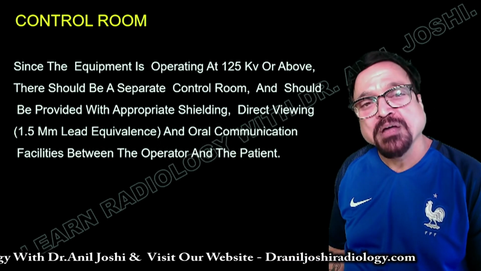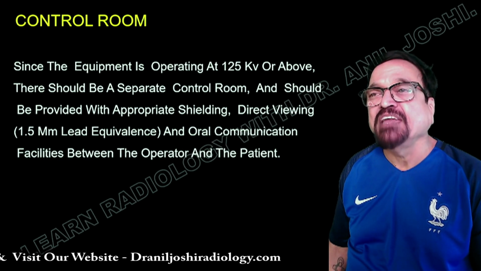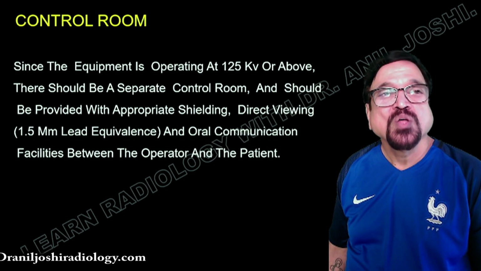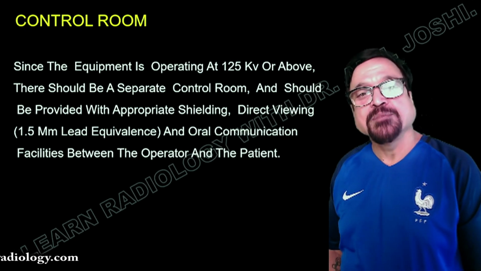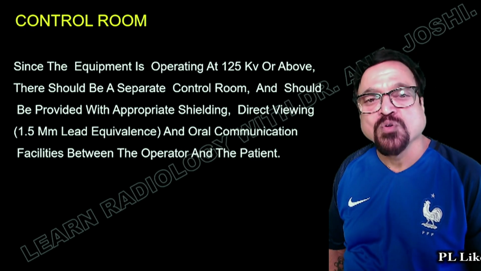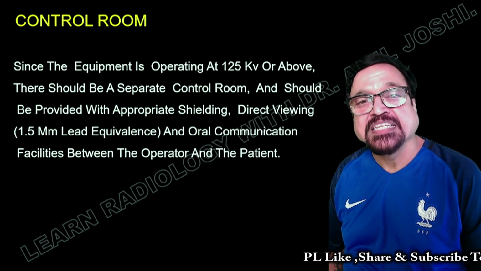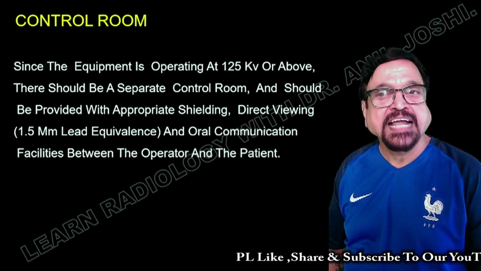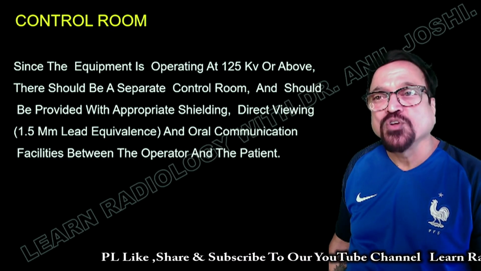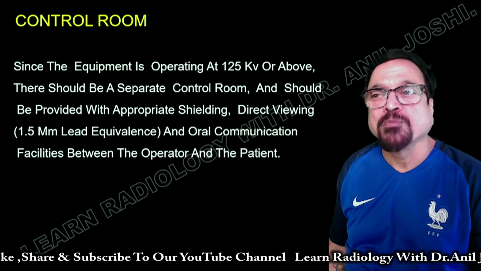Now control room comparatively is not a radiation producing room. Since the equipment is operating at 125 kV or above, there should be a separate control room. This is important. So as we have seen, in the radiation producing unit there is nothing else. Similarly, control and gantry room are not the same. They are different. Now here we have to consider that rays should not come from the gantry room. So since the equipment is operating at 125 kV or above, there should be a separate control room and it should be provided with appropriate shielding.